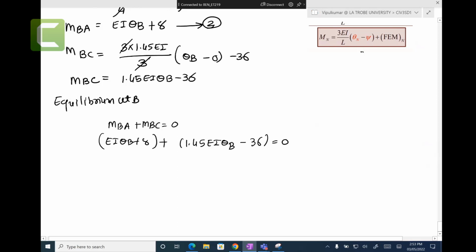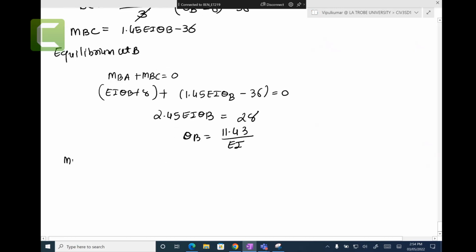So 2.45 EI theta B equal to 28. Theta B equal to 11.43 on EI. Now we substitute back this one.